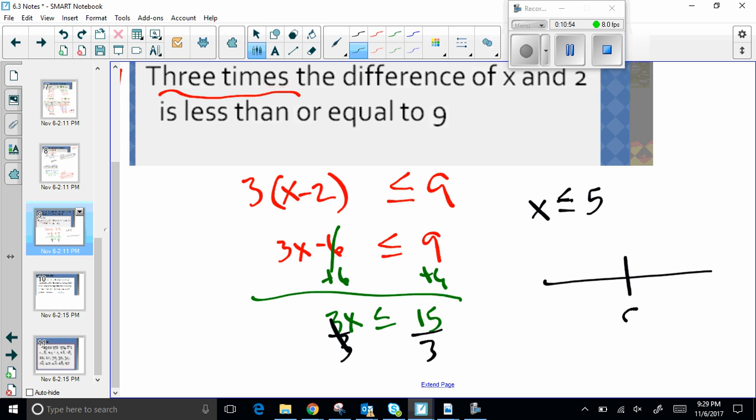Well, on my number line, I got a 5, I got a 6, and I've got a 4. I change my colors. I circle here. I'm going to fill it in because it's also equal to, and it's got to go that way. Okay? Cool? Cool. Next slide.